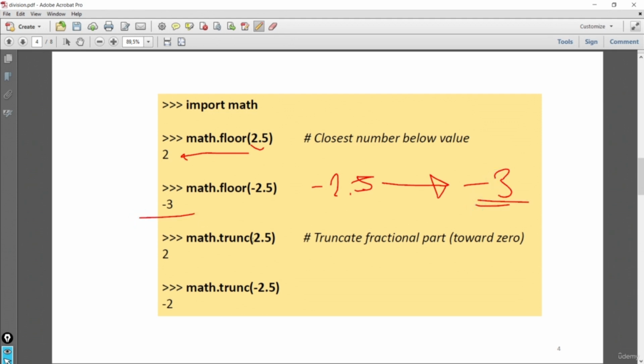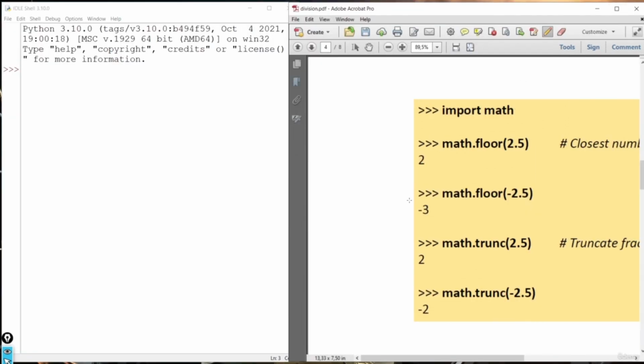And the truncation function just removes the digits after the decimal point. Here we have a negative number, -2.5, and the digits are removed. So let's make some practice.